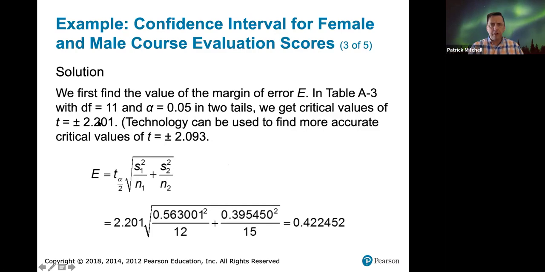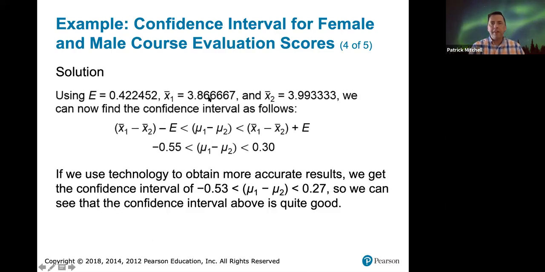Oh, and this time they're using the ones from the table. That's nice. Okay. So t sub alpha over 2 is 2.201. And using those same summary statistics that we used before, you get that the margin of error is 0.422452.